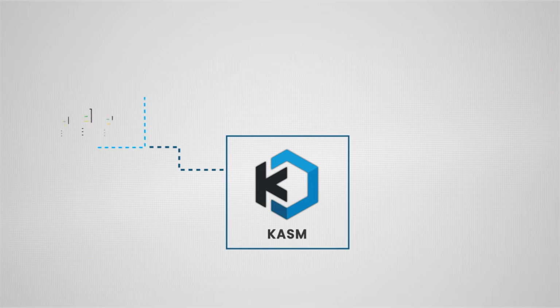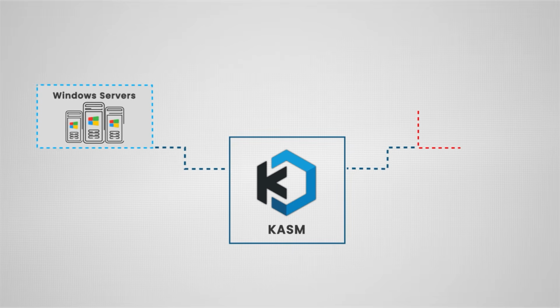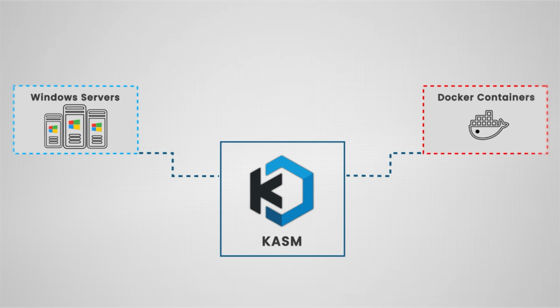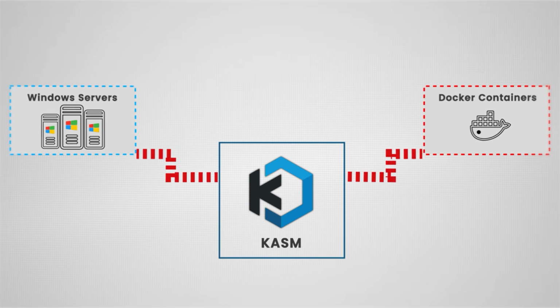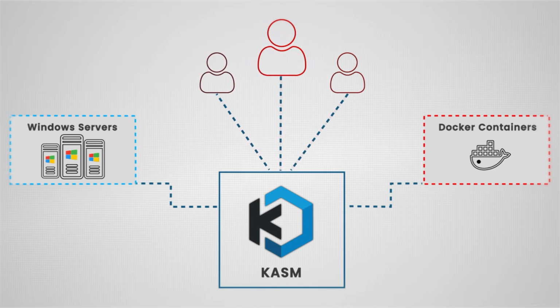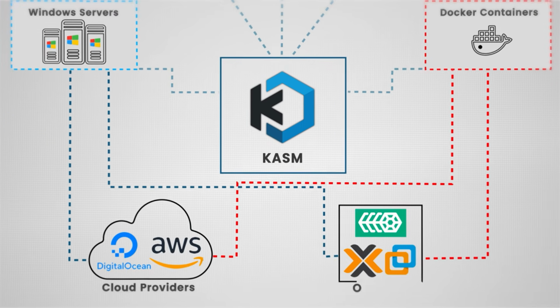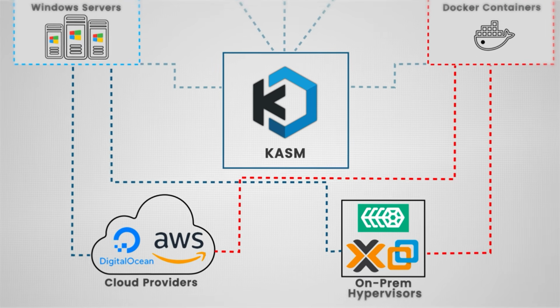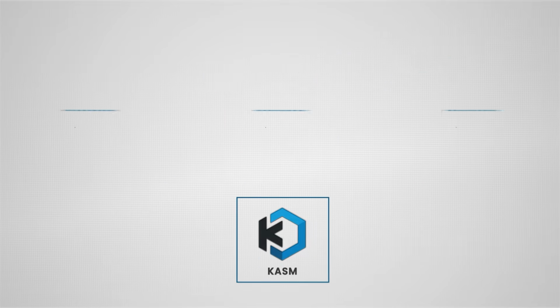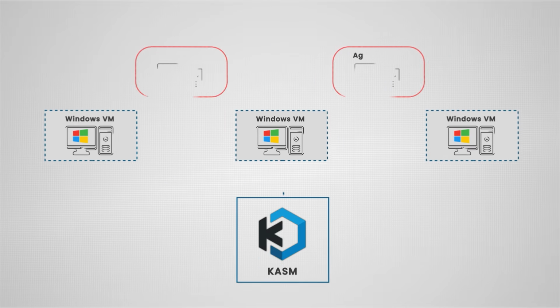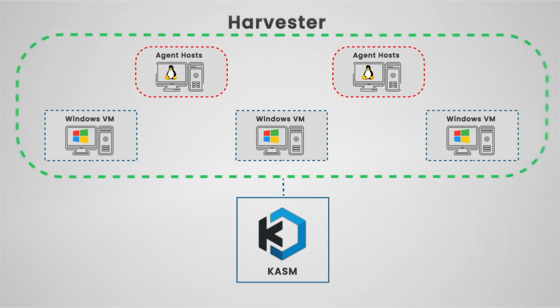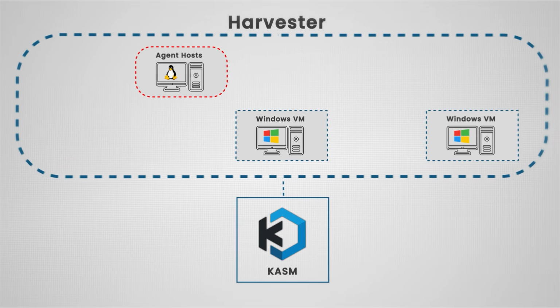Kasm supports autoscaling for both Windows servers as well as Docker agents. This allows Kasm to automatically provision and deprovision resources based on real-time user demand. Autoscaling is supported across multiple cloud providers as well as on-prem hypervisors including Harvester. This means Kasm can dynamically create Windows VMs or agent hosts on Harvester, register them automatically, and also tear them down when the demand drops.